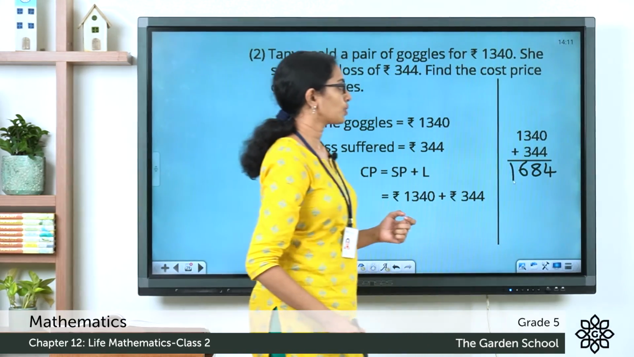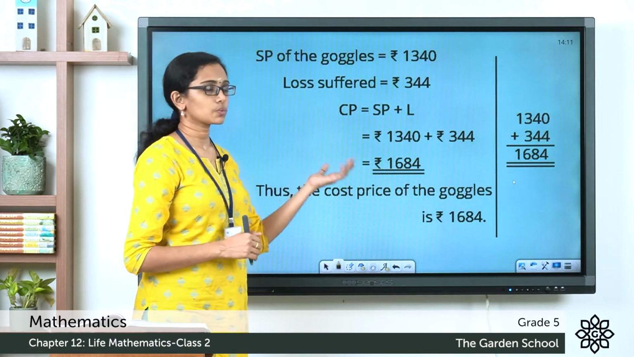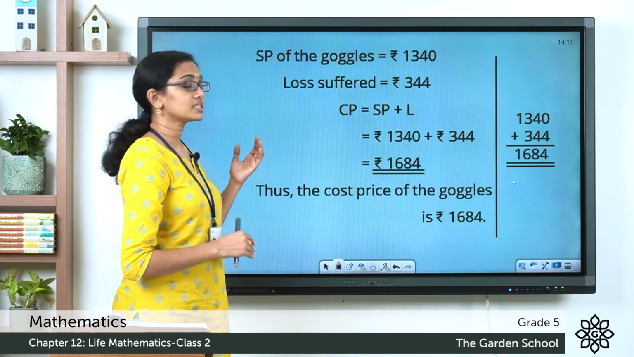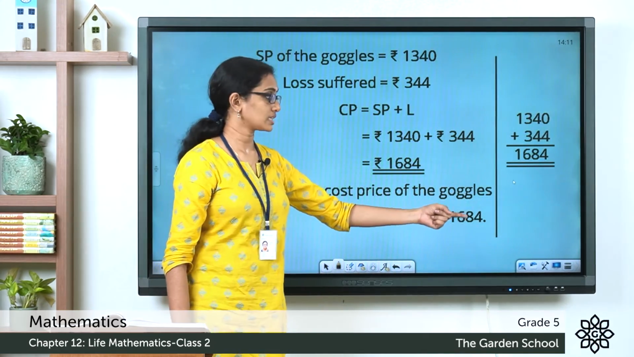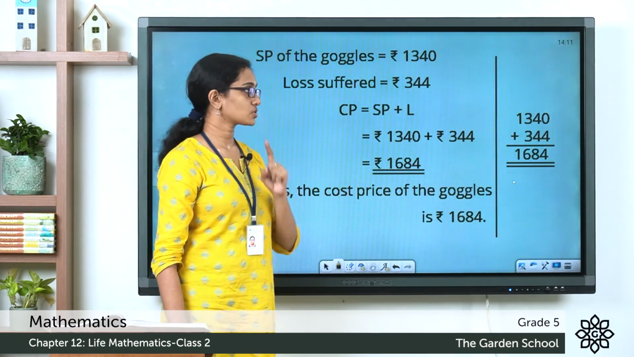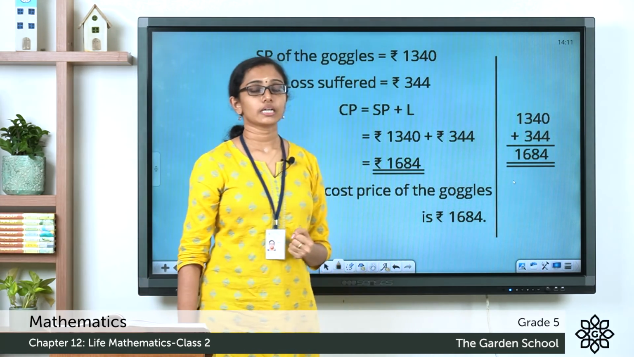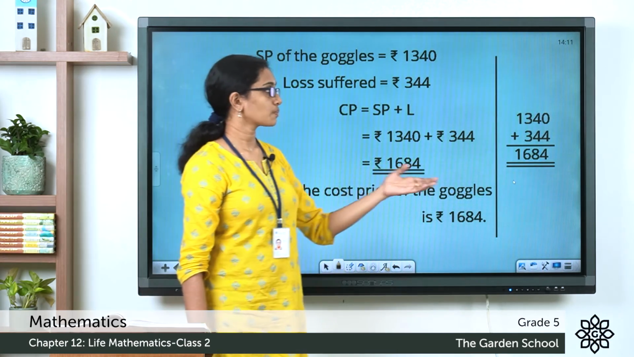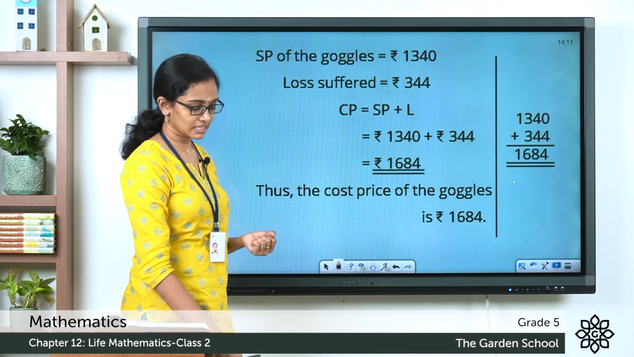So what is the cost price? The cost price is equal to rupees 1684, which means that Tanya bought these goggles at a price of rupees 1684 and she sold it at a lower price of rupees 1340 and thus she suffered a loss of rupees 344. So I hope this question is clear to you.